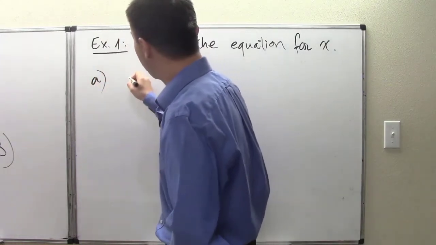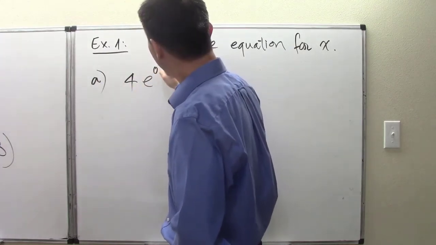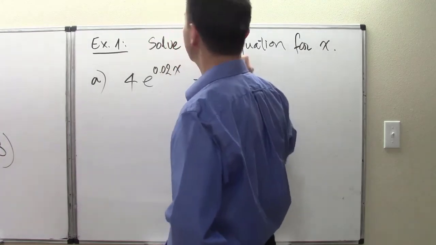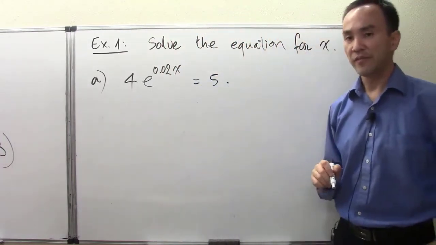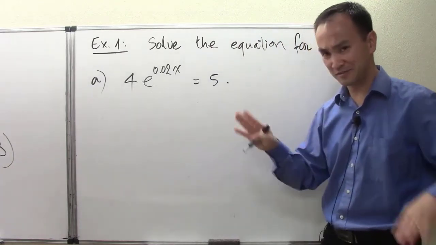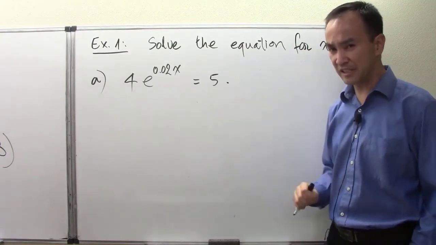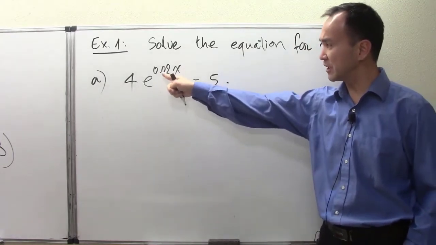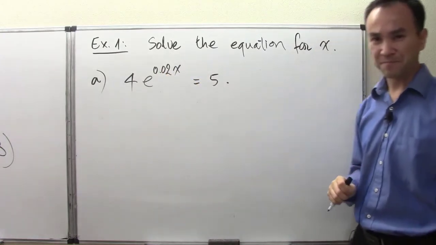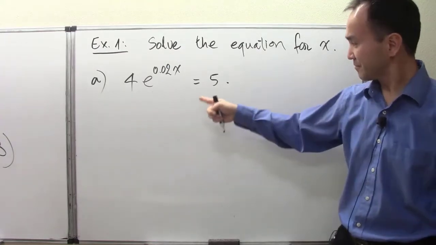So now we have 4 times e to the 0.02x equals 5. All right. So I've prepared a few equations in my lecture notes, ready for showing through the video lecture here. So the equation we have here is 4 times e to the 0.02x, and we want that to equal 5. Okay, so the way I see this is an equation.